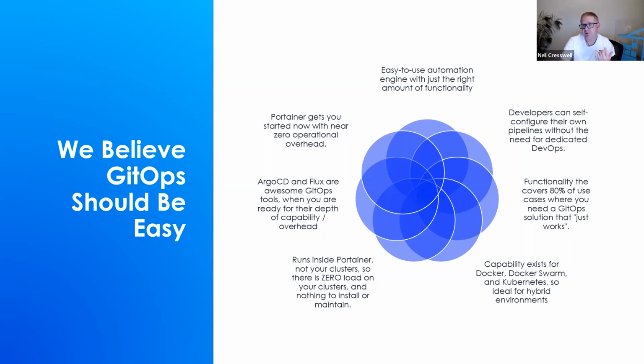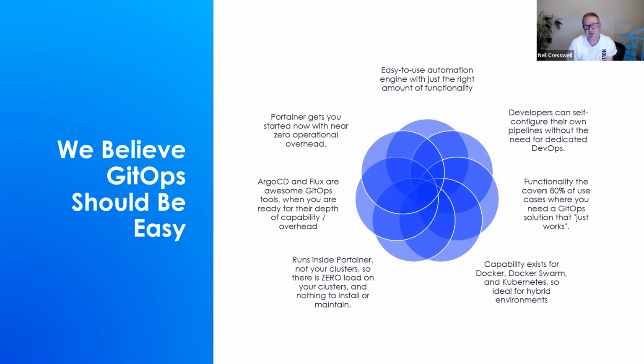Again, as per the first point, we want to cover 80% of the use cases where you need a GitOps solution that just works. There's 20% of use cases, maybe there's 30%, where you absolutely need the depth of features that something like Argo or Flux has. But for the vast majority of the time, you don't. And it may well be that you choose to run both solutions. You use Portainer for your more streamlined everyday workflows, and you have something, a bigger tool, that takes care of the more complex ones.